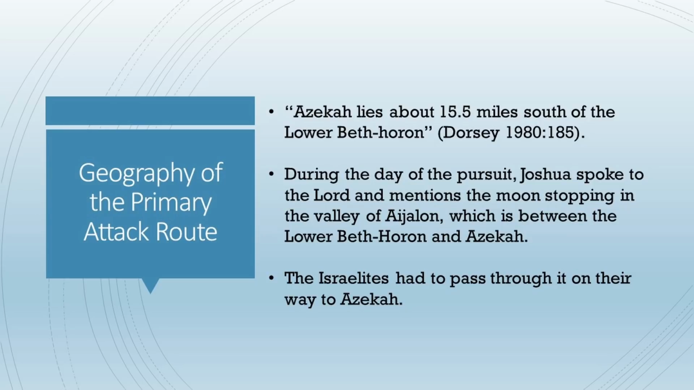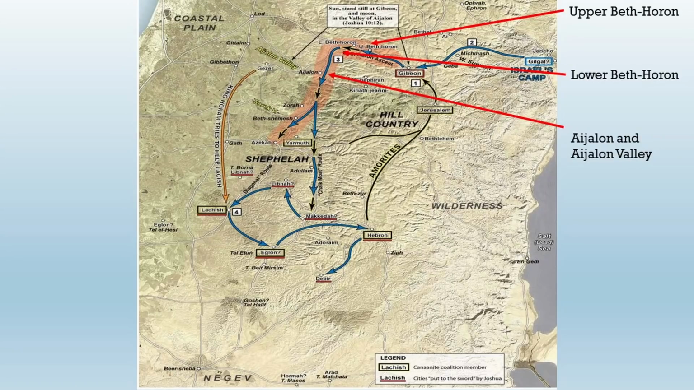It's when the moon stands still in the valley of Ayalon and the sun stood still in Gibeon. He says, "Oh Lord, these things." And then it says almost a whole day was added to the battle. So we'll talk about that a little bit. The Israelites had to pass through the Ayalon Valley on their way to Azekah. You can see here, it fits geographically. They're going from Gibeon, upper Beth Horon, lower Beth Horon, Ayalon Valley. That's where the day stood still, and then they're moving south to Azekah.